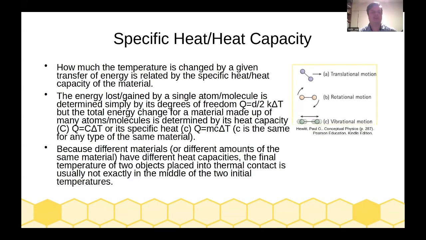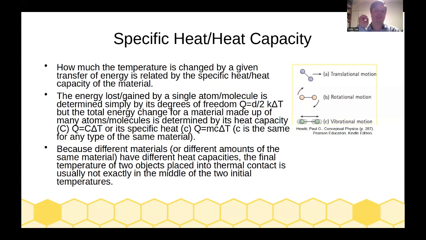The way that we calculate this final temperature is using the specific heat or heat capacity of the two objects. How much temperature is changed by a given transfer of energy is related to the specific heat or heat capacity of the material. The energy lost or gained by a single atom or molecule is determined simply by its degrees of freedom. Heat is equal to the degrees of freedom over 2 times the Boltzmann constant times the change in temperature, where any molecule that has the same degrees of freedom as another molecule will take the same amount of heat to be raised by 1 degree Celsius or 1 degree Fahrenheit or 1 Kelvin.